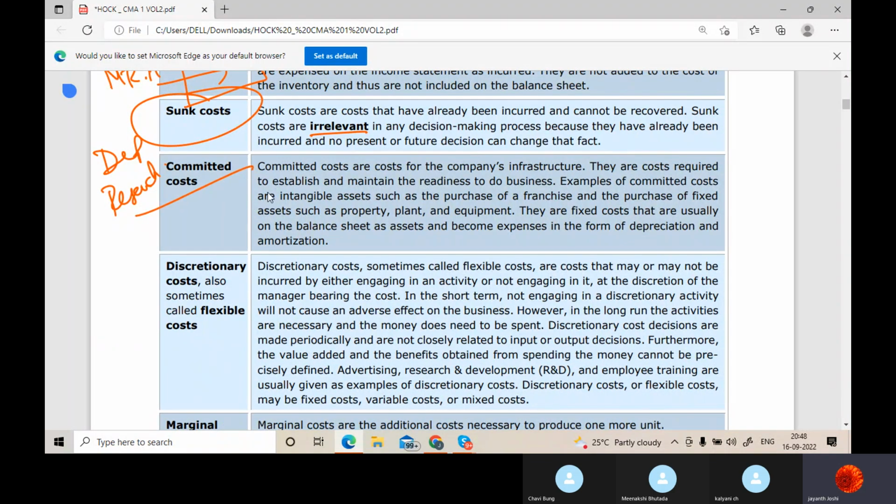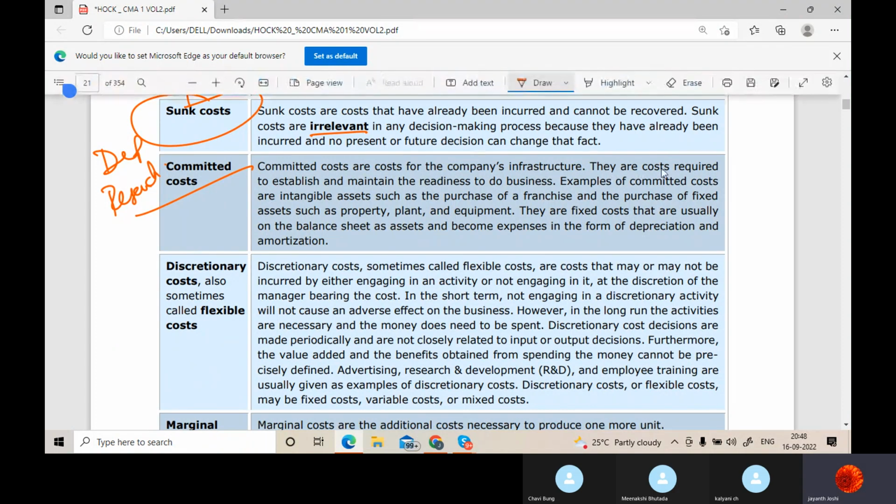Committed costs are something which you have to do. They are the costs required to establish and maintain the readiness to do business. That means like purchase of machinery, or let's say a franchise. Without a franchise, you can't start a business. So that's property, plant, and equipment, etc.